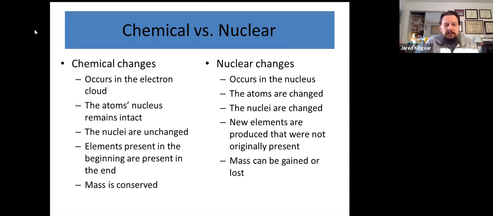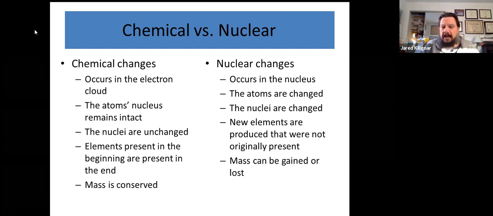A couple of key differences of chemical versus nuclear equations are right here. Chemical changes occur in the electron cloud. We have atoms, and the nuclei remain intact. The nuclei themselves are unchanged. Elements in the beginning are present at the end, and mass is conserved.